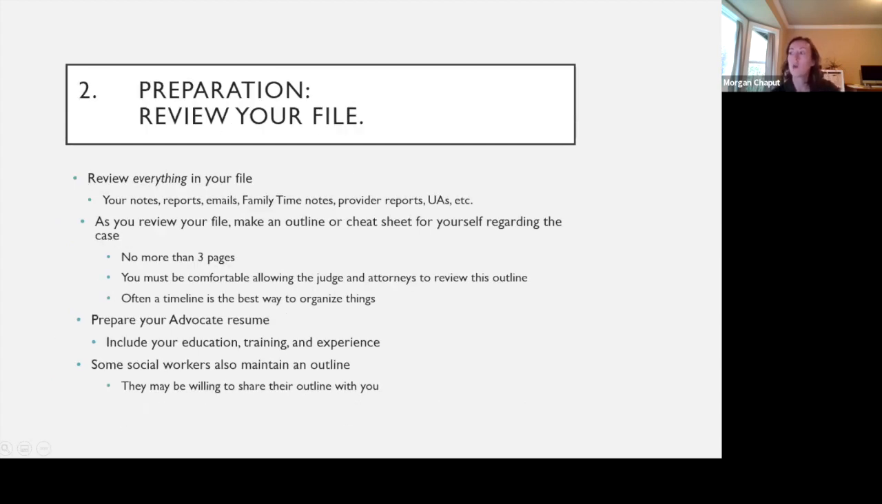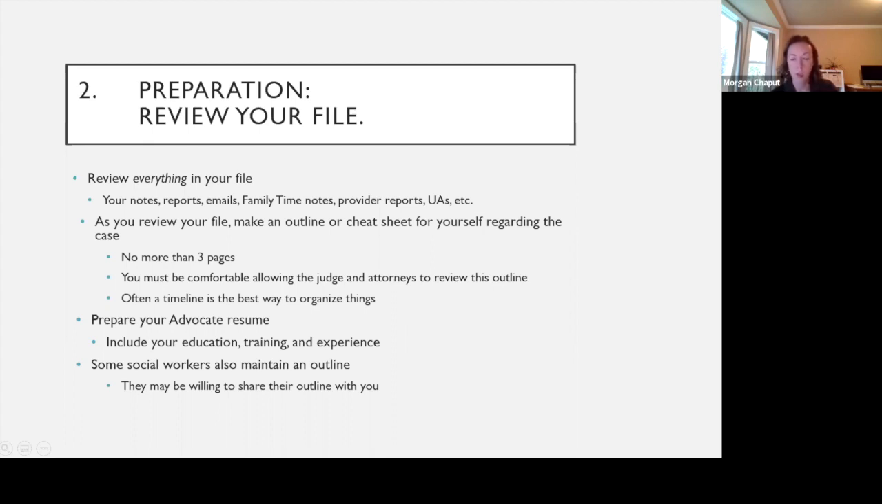Okay, number 2, review your file. Ideally, you're going to review everything in your file. That's going to be your own notes that you've taken, reports that you've written, assessments that you've reviewed, emails, family time notes, provider reports, UAs, etc.